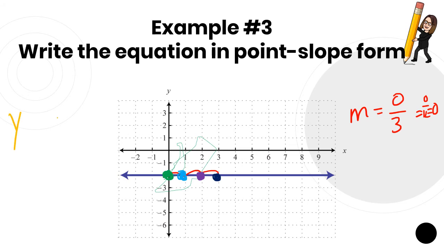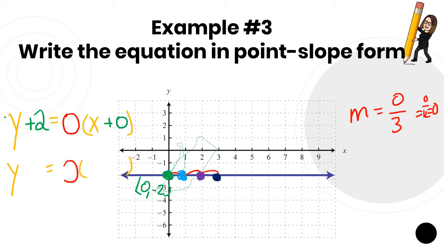So if we use the typical sort of template, if you will, the outline for point slope form, the slope always goes in front of the x. And let's say I start with the green dot. The green dot is at (0, -2). So I would add 0 to the x, and I would add 2 to the y, because remember, we got to change that sign. But then you could also write it another way.